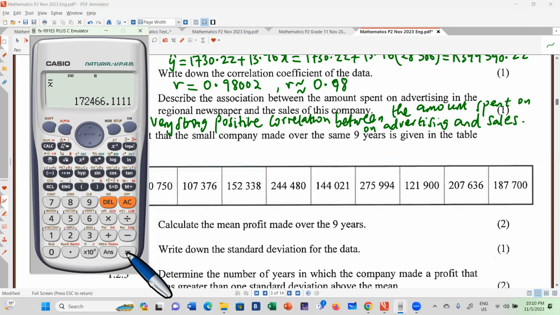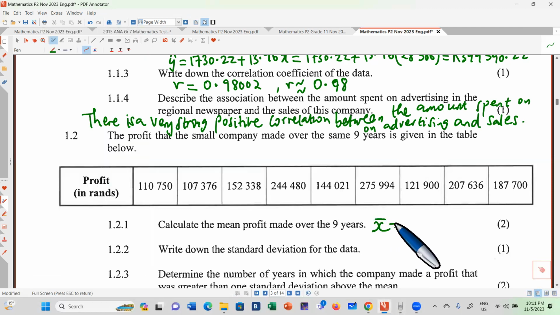172,466.11111, etc. But to 2 decimal places, we're going to write 172,466.11. So what is the mean? That's what we're going to write. So here we write the mean. So we write X bar is actually equal to 172,466.11. That is the mean profit. X bar is 172,466.11. And then we are done with that one.